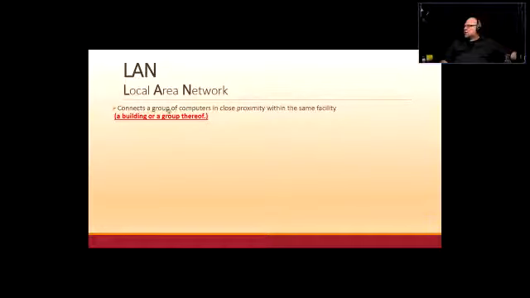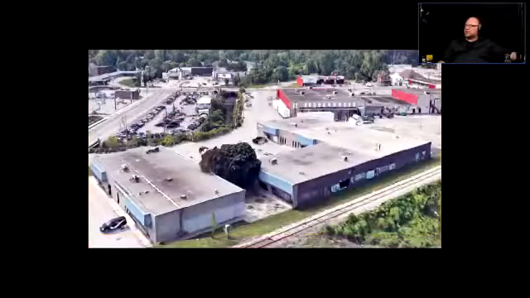Connects a group of computers in close proximity within the same facility. So let's take a look at what that means. I just took a picture of some aerial photograph from Google Maps. So it doesn't mean anything. I just wanted to find some buildings that are close together, and I don't know what these buildings are. We're just going to pretend that these two buildings belong to the same company.